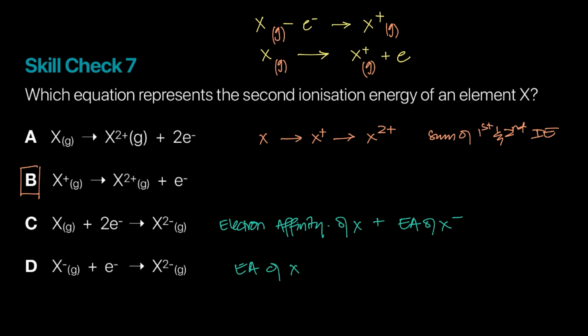And D is literally the electron affinity of X minus, where X minus is gaining one electron to become X2 minus. So D is X minus to X2 minus. C is X to X minus to X2 minus. So C is X to X minus, which is the electron affinity of X, plus this reaction. So C is basically the first electron affinity of X plus D. But we'll do this a lot later, in second year. It's A and B that I'm concerned about. Those are ionization energies.